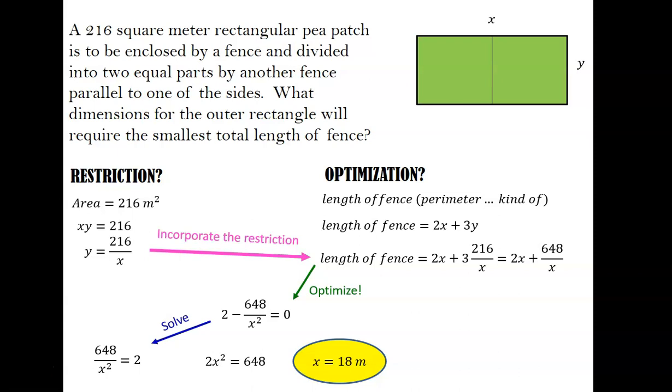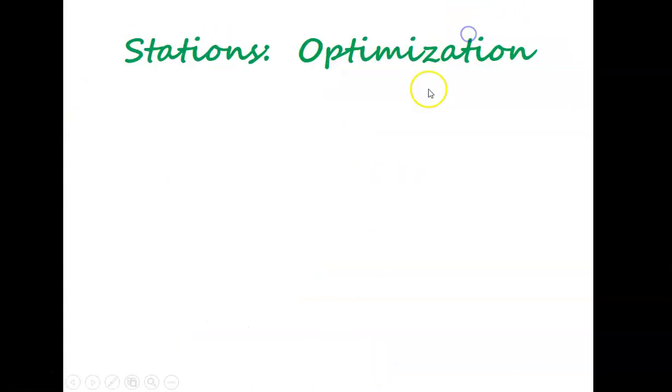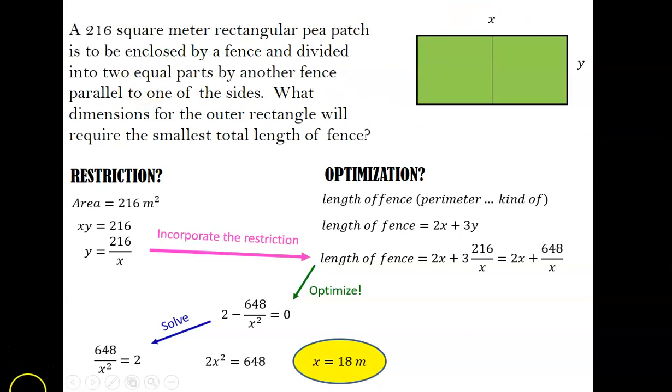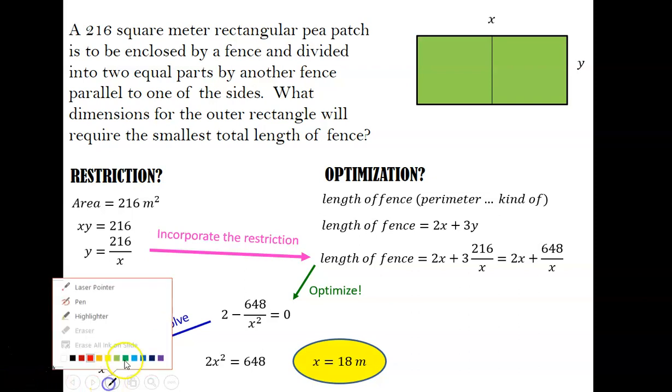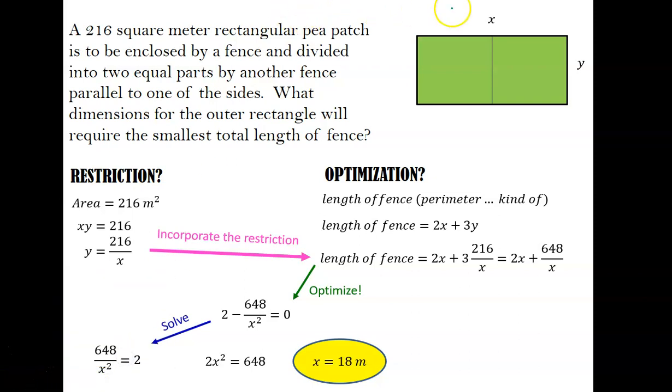So this thing has to be 18 on this side, and then 12 this way. So these individual squares, they look like squares, but they're not. They're 9 by 12. And that gives us our optimal dimensions.